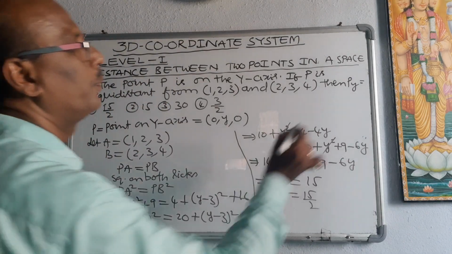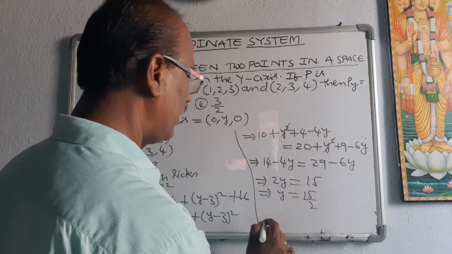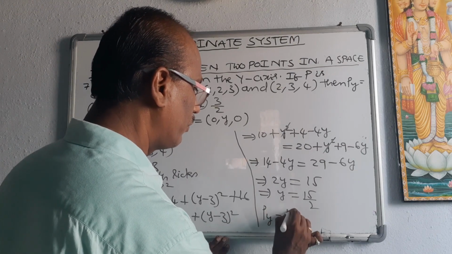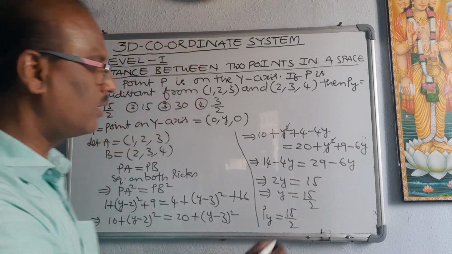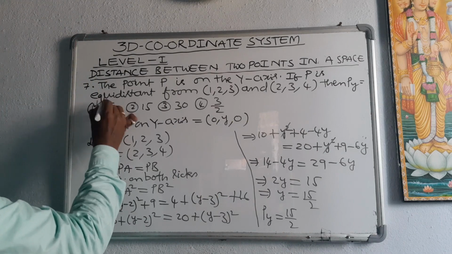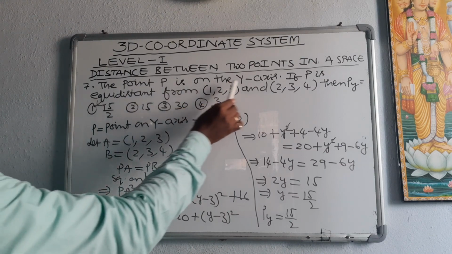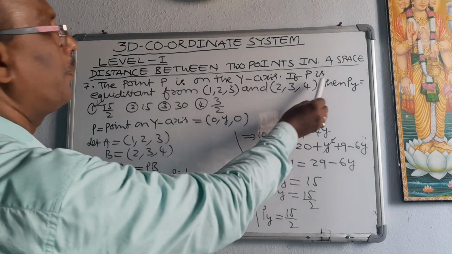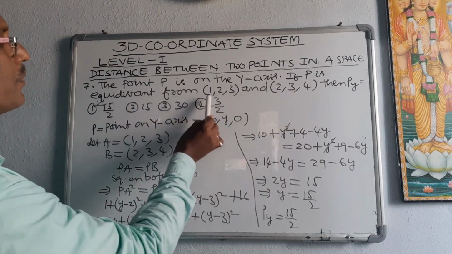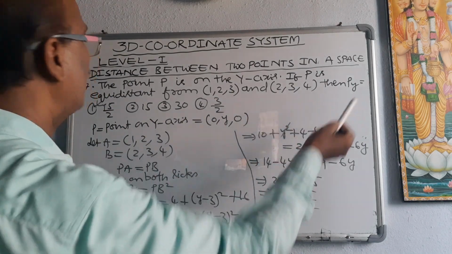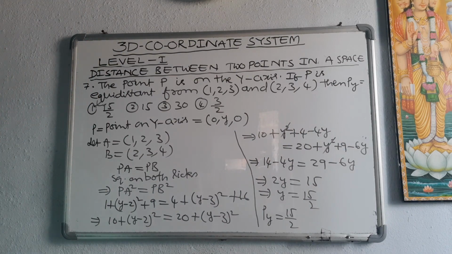Here, Py is the y coordinate of P. Py is equal to 15 by 2 is the answer. First option. Again explain the question. The point P is on the y-axis. If P is equidistant from 1, 2, 3 and 2, 3, 4, then Py equal to. Here are the 4 options.